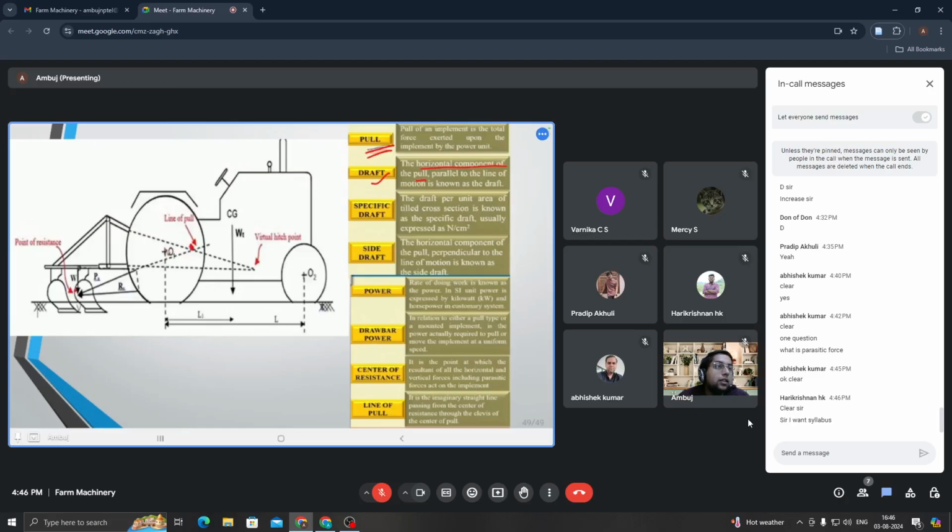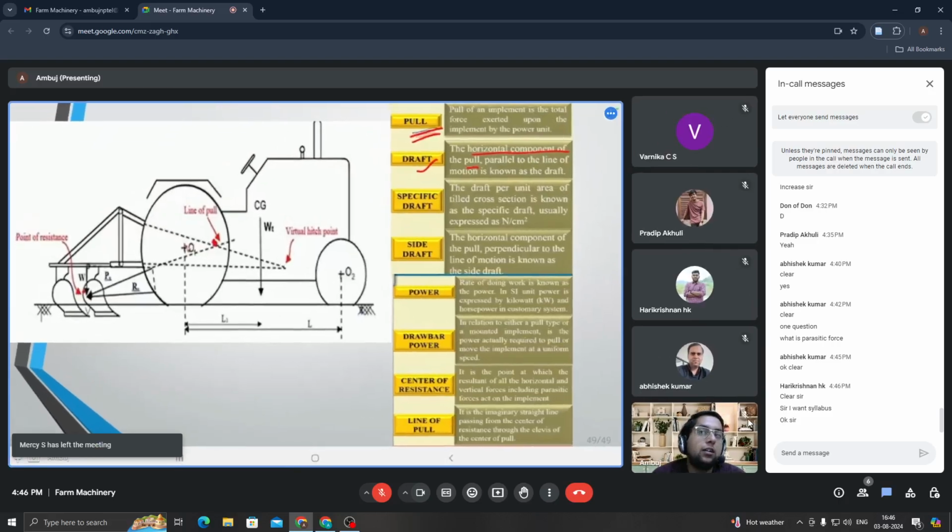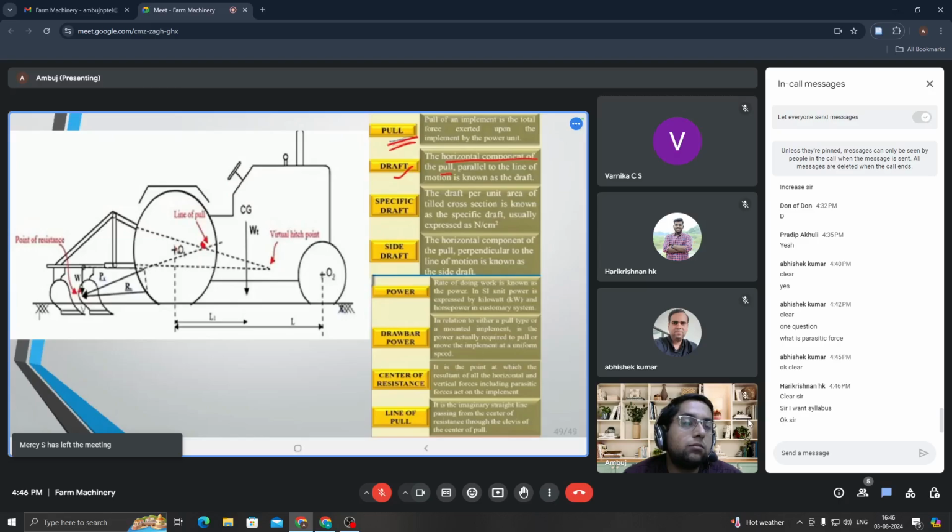Sir, what is the syllabus? Sir, I want syllabus. Syllabus is everything which is in our weekly content. Everything which is covered by our professor, as well as everything which is covered in this lab interactive session, that is the only syllabus. If you want an outline, you can just go for the heading of the particular lectures. That will give you an outline.